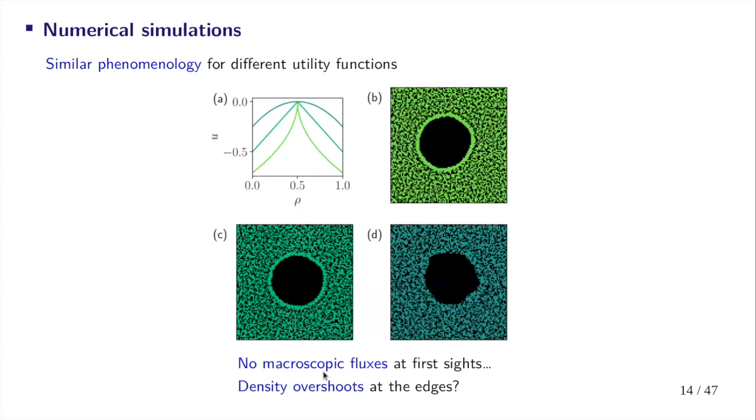Does it make any difference if it's not symmetric? Yeah. The utility function? Yeah. I mean, because they're all symmetric, right? Yeah, they're symmetric, but it doesn't matter. You will get the same phenomenology. Yeah, it's not that important.